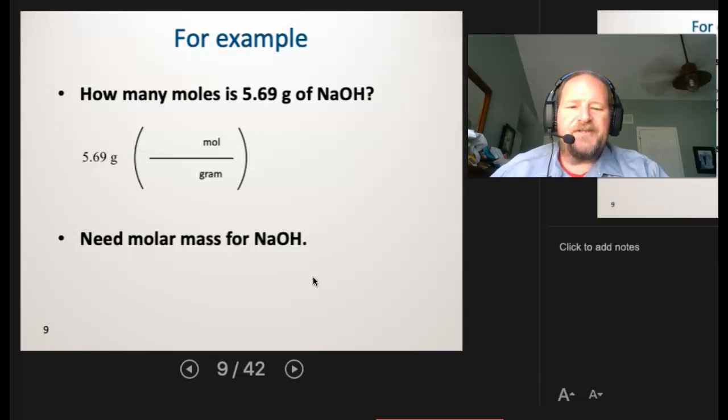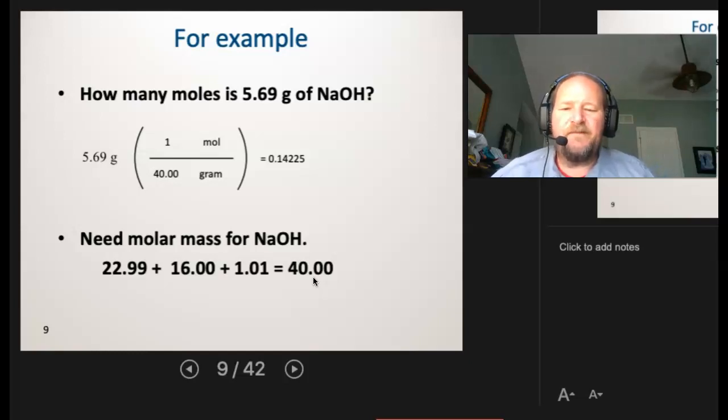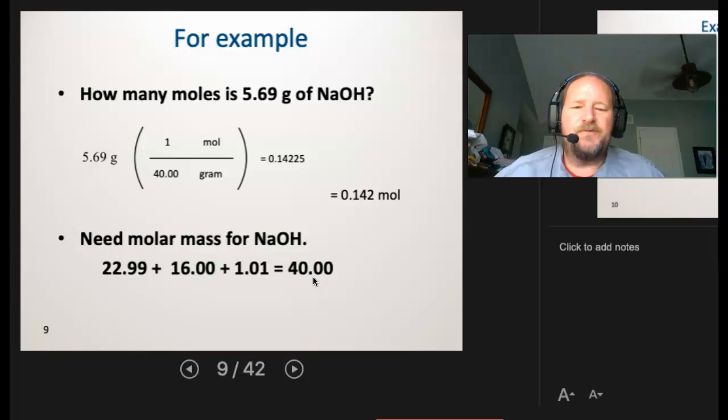So those molar masses we were just doing, we'll do the same thing here. So we'll look up sodium. Sodium's 22.99. Oxygen is 16.00, and again I'll cheat that hydrogen at 1.01. When I sum those up, I get 40, and that's 40 grams per mole. So now I'll simply put 40 grams in the bottom, 1 mole on top, and now I'll let the math go. And so 5.69 grams divided by 40 grams gives me 0.14225. And now I'm going to use my significant figures. I get 3 of them from the 5.69, and so my final answer then will be 0.142 moles.